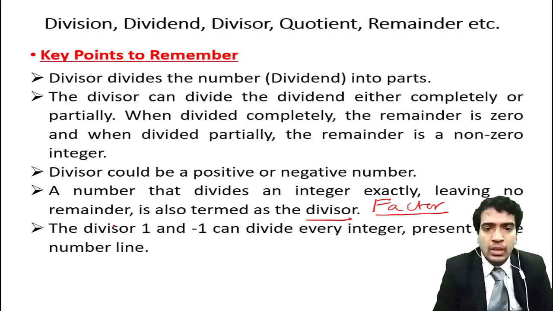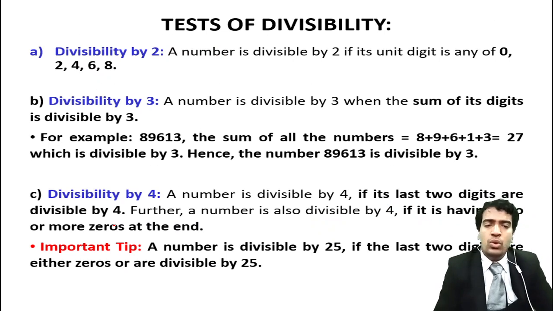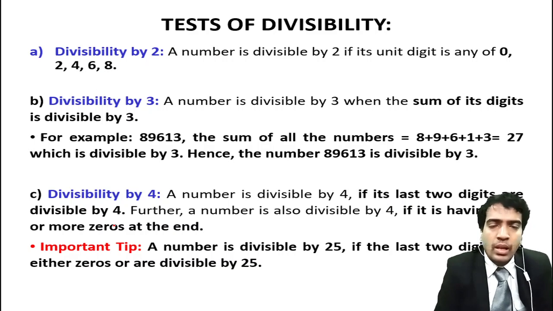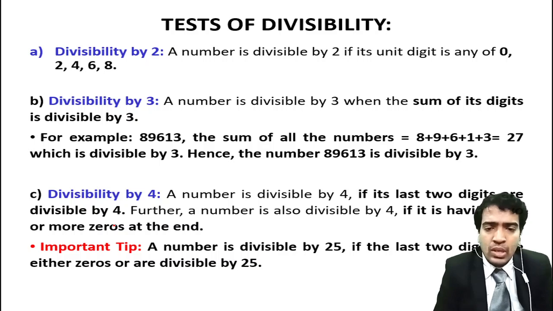Okay, let's proceed further. Let's go for test of divisibility. Now, the test of divisibility by 2 is pretty straightforward. If the unit digit is any of these numbers, either 0 or 2 or 4 or 6 or 8, then you can say that the number will be divisible by 2.